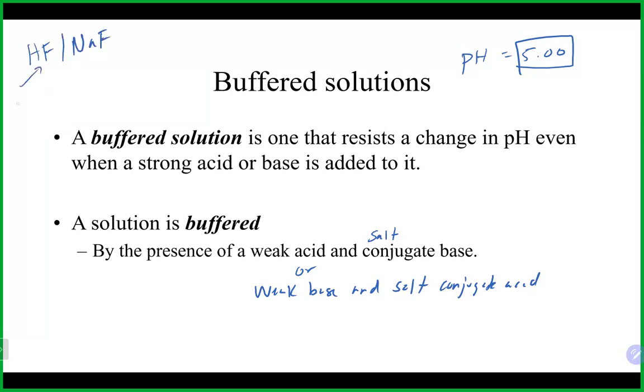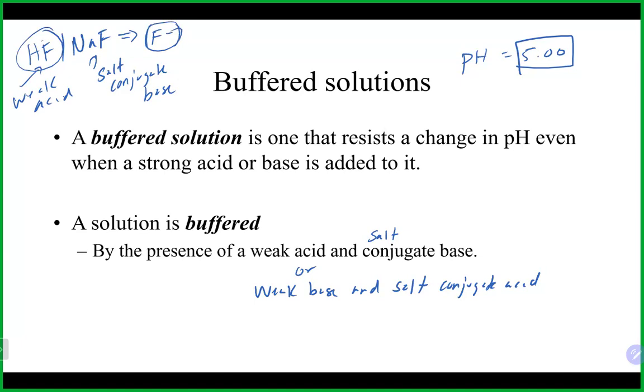HF is a weak acid, and NaF is the salt of its conjugate base. The salt just means that there's a sodium there. The sodium is really not important. It is actually the F minus part that is the buffer part of it. So if you look at the difference between HF and F minus, the difference is one H plus, like we talked about with Bronsted-Lowry.